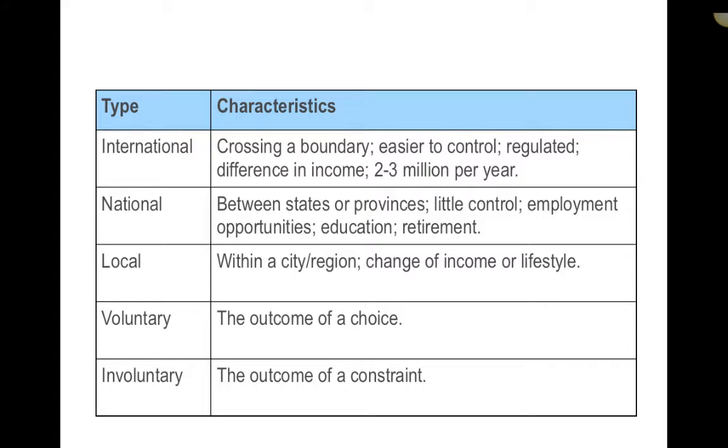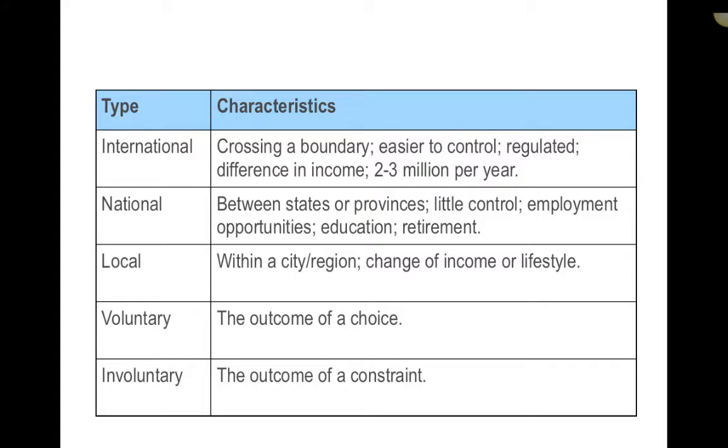Now, overall types: international, national, and local. So international, you're crossing into a different country. So you're crossing an international border. And a lot of people find this weird. They think local migration is easier to control, but it's actually international because it's regulated.